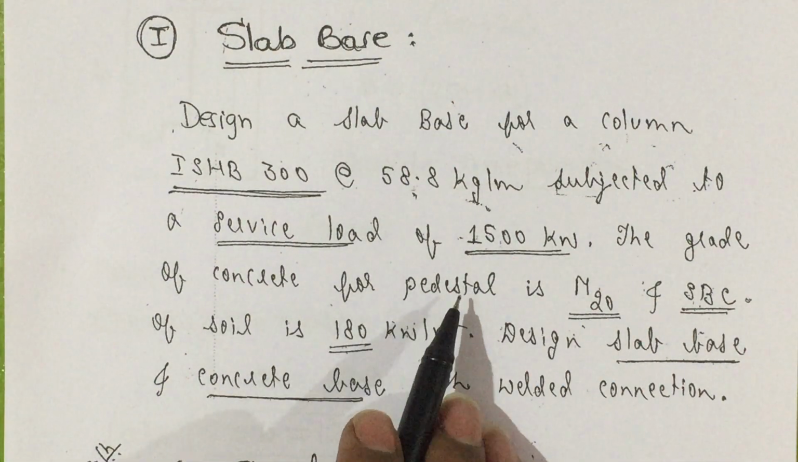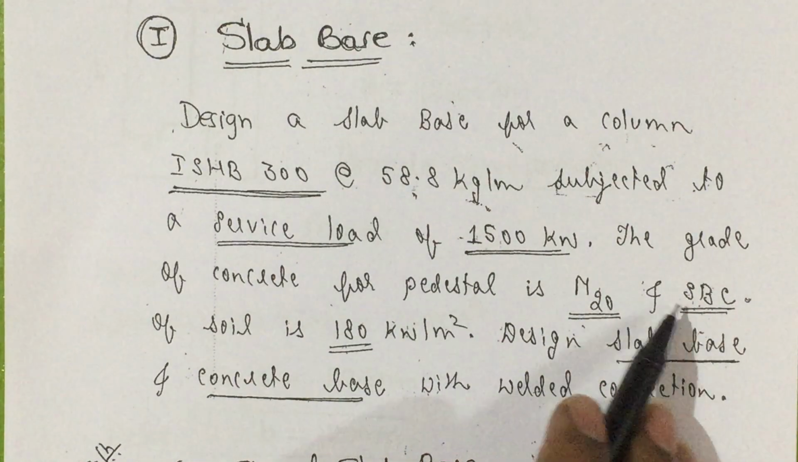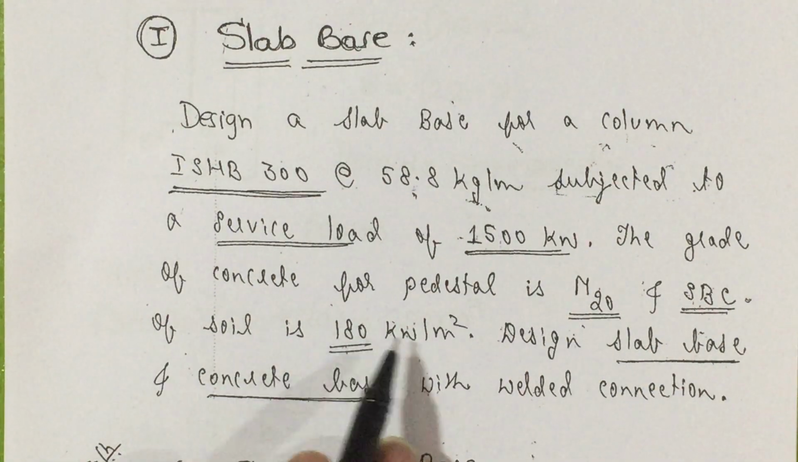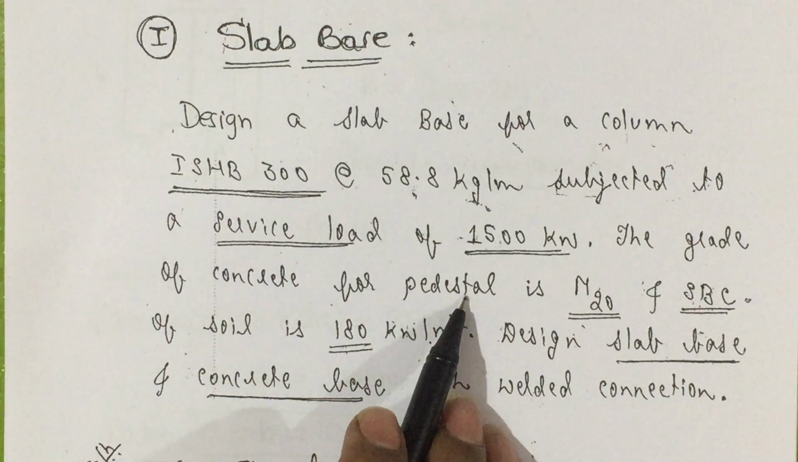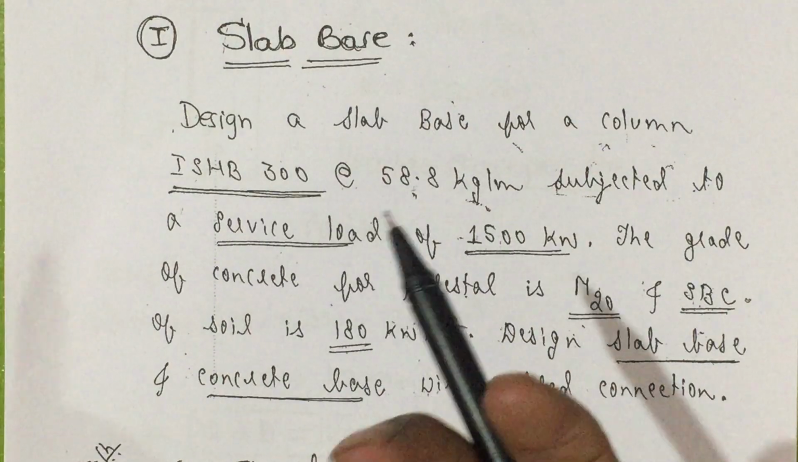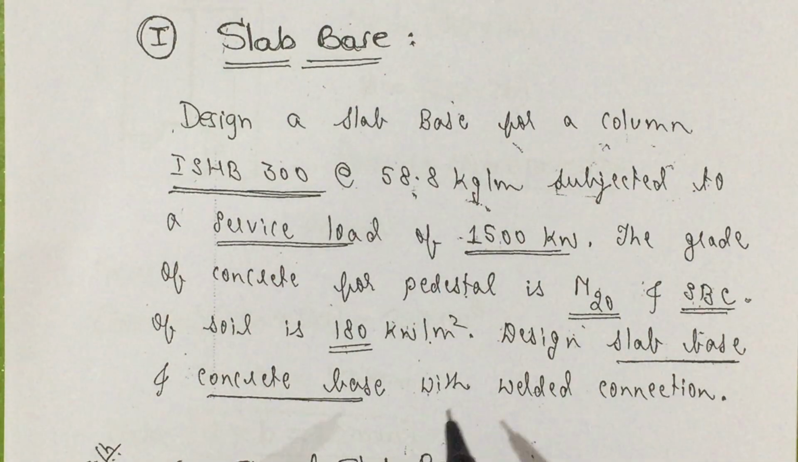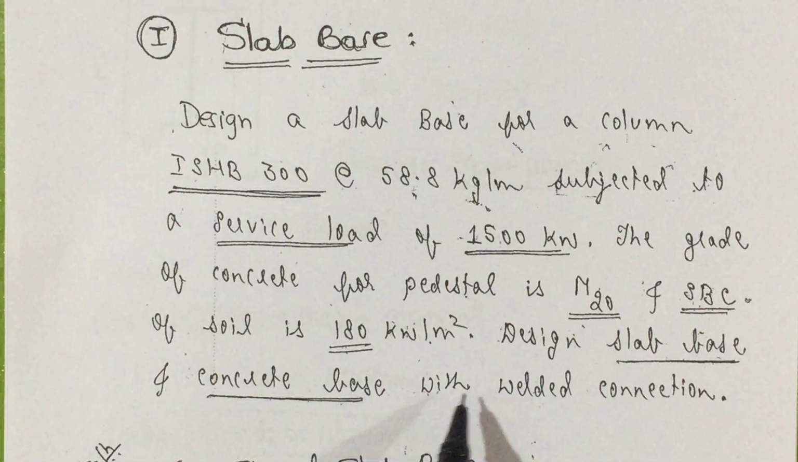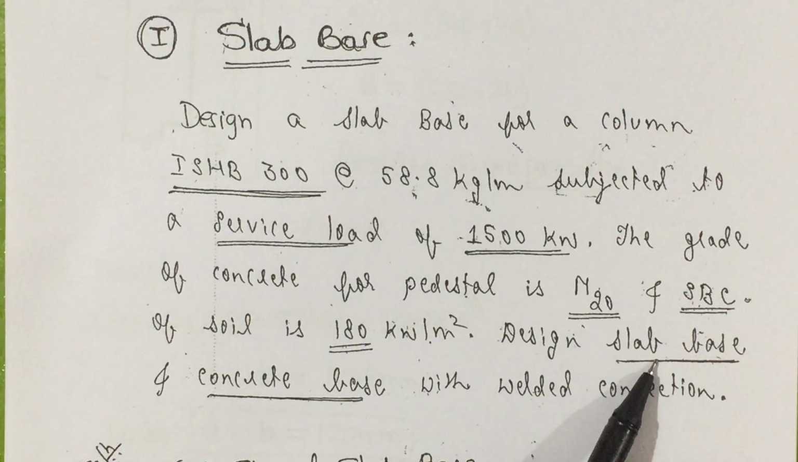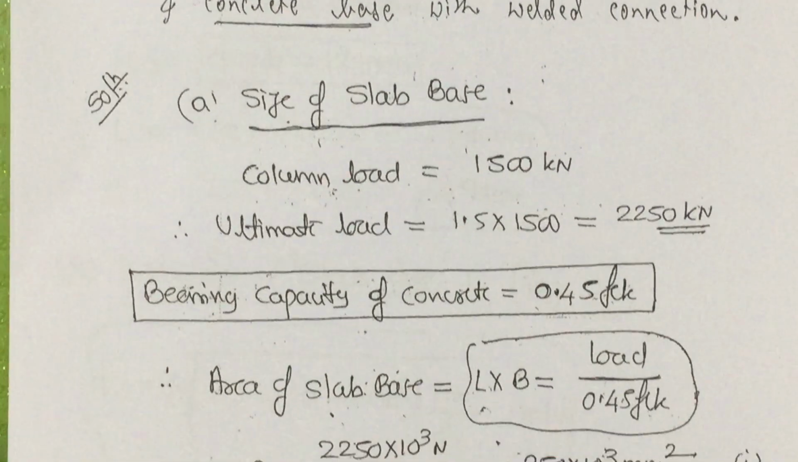The grade of the concrete for pedestal is M20 and SBC of the soil is 180 kilonewton per meter square. Pedestal is nothing but the concrete thing which is provided below the column and the base plate. Design the slab base and the concrete base with welded connection. Here we need to design the slab base as well as the concrete base.